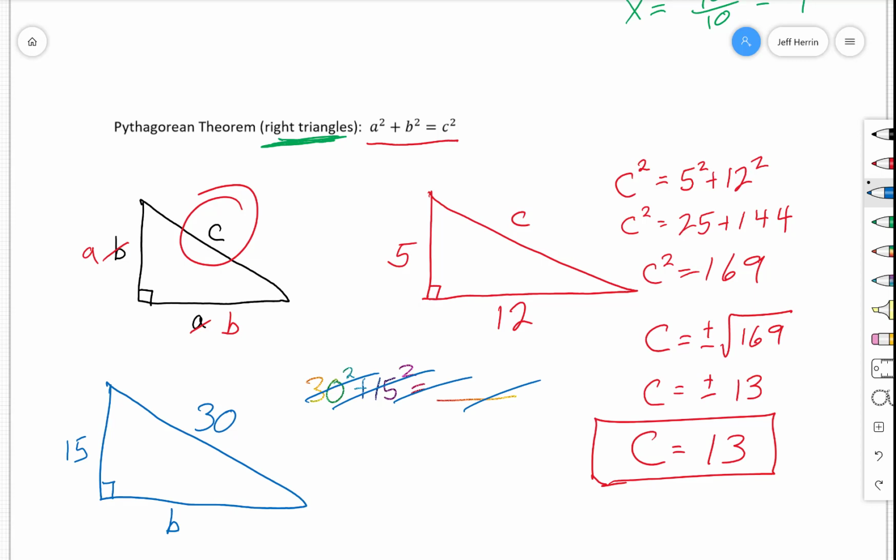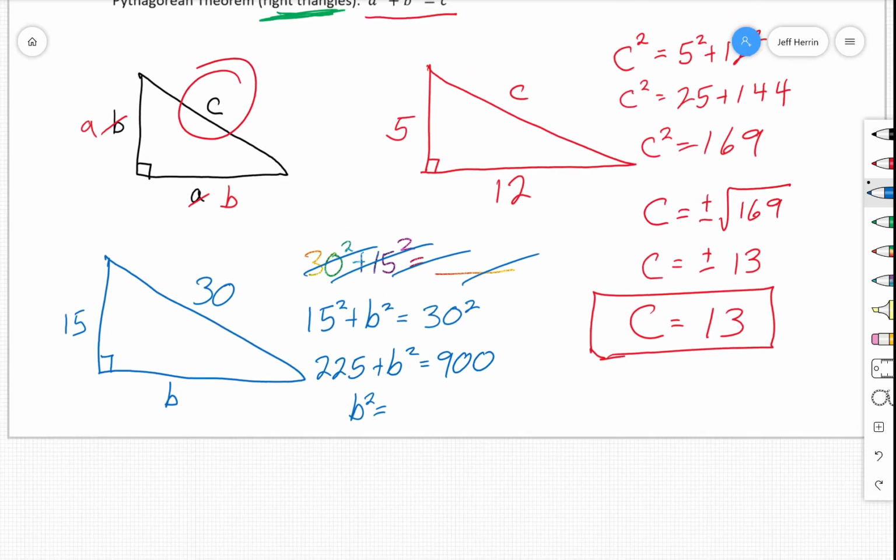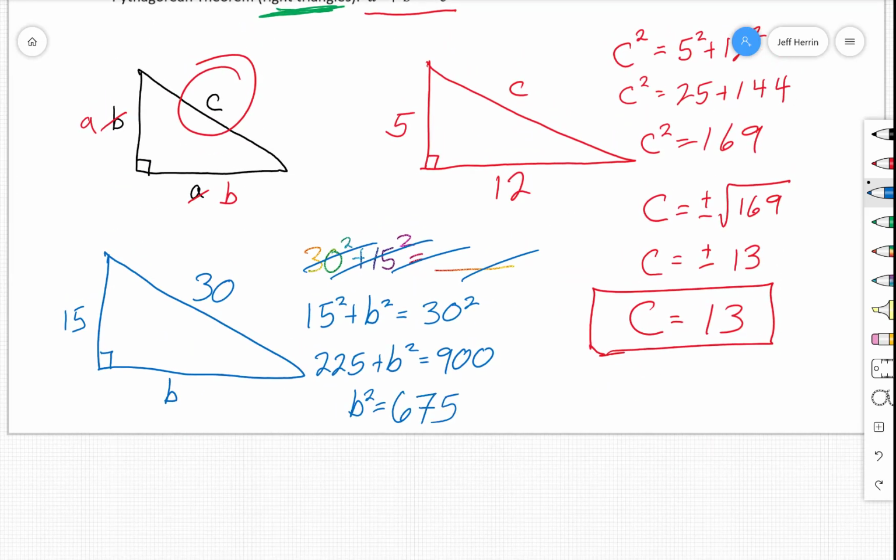Let's look at our a squared plus b squared equals c squared. So that gives us 15 squared plus b squared equals 30 squared. When we do this, we get 225 plus b squared equals 900. Now we need to subtract the 225 from both sides. B squared equals 675. And now we can use our handy dandy calculator to try to figure out what that's going to be. B is going to be the square root of 675, and depending on your calculator, it might tell you that that is 15 times the square root of 3.